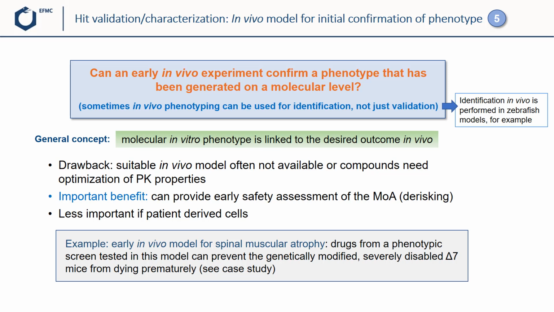Now, this concludes the first half of the webinar on best practices for phenotypic screening. In the second part, we're going to look into the remaining major topic of phenotypic drug discovery, that is the elucidation of mode of action, also known as target identification or deconvolution. Stay tuned.